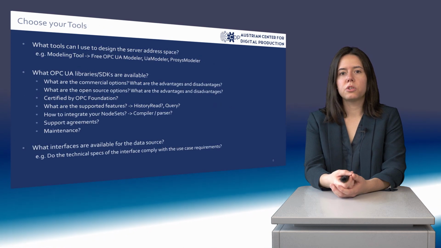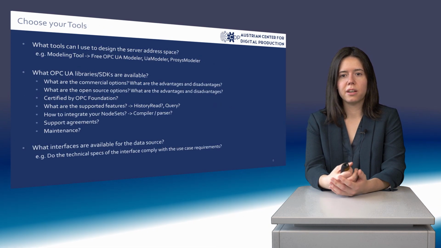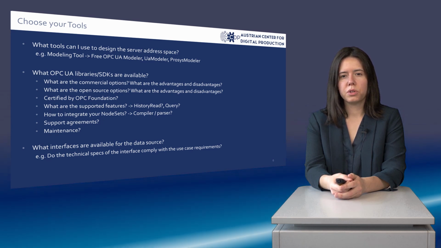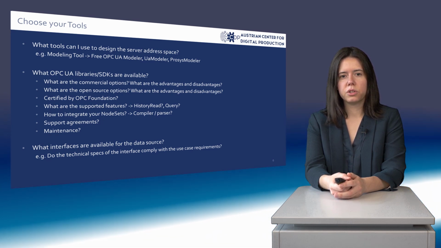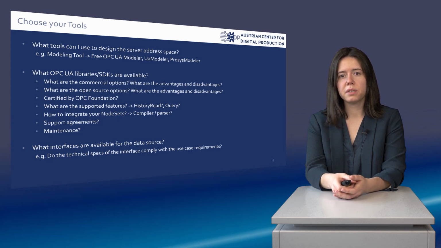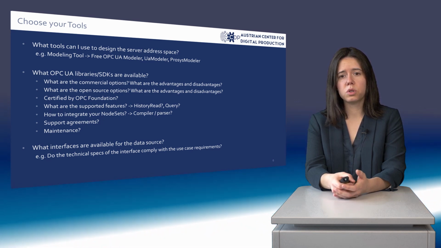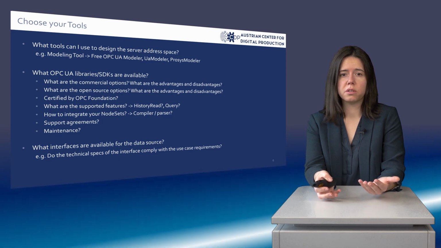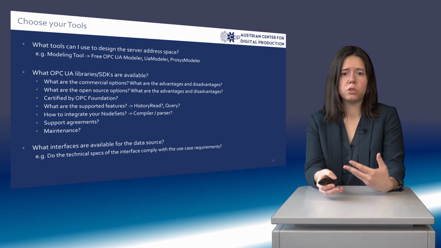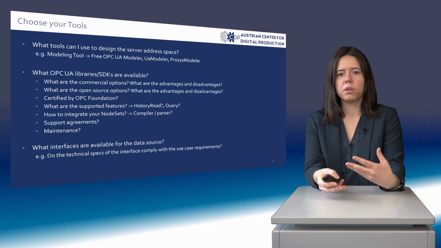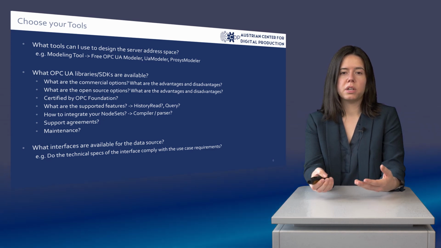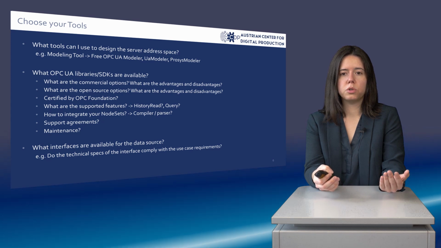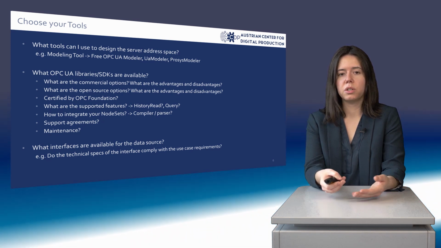Now, after defining your use case and architecture and doing some research, you can select your tools. First of all, you may want to find an application to design your server address space. There are some open source and also commercially available tools with graphical user interfaces you can use to model the address space according to your requirements. For example, we have the free OPC UA Modeler or UaModeler by Unified Automation.